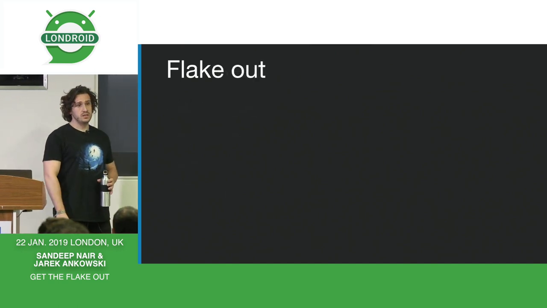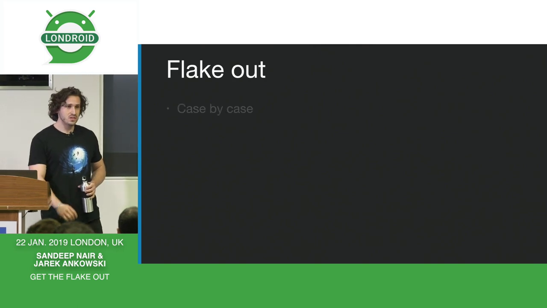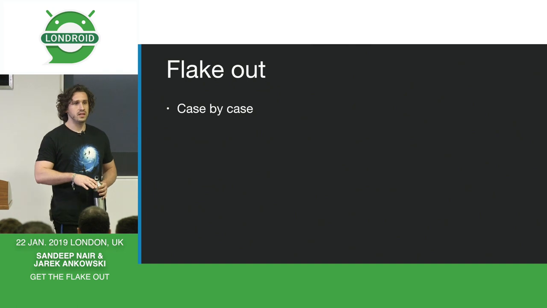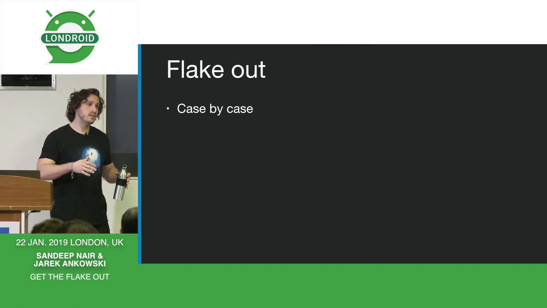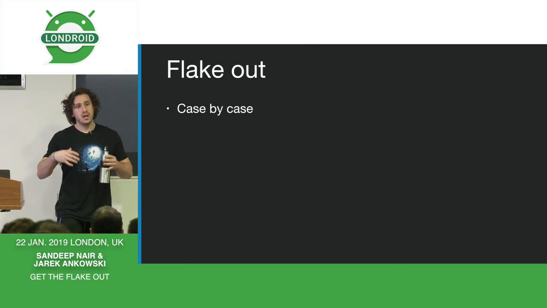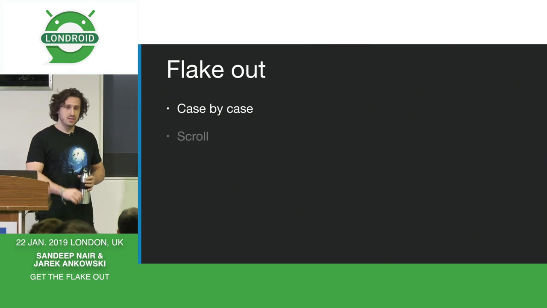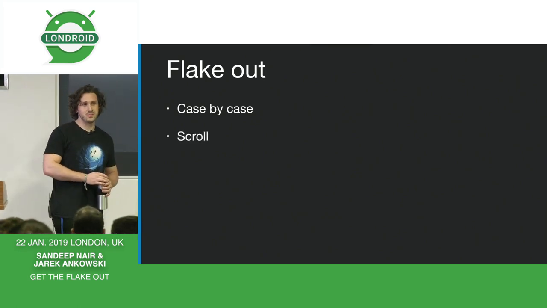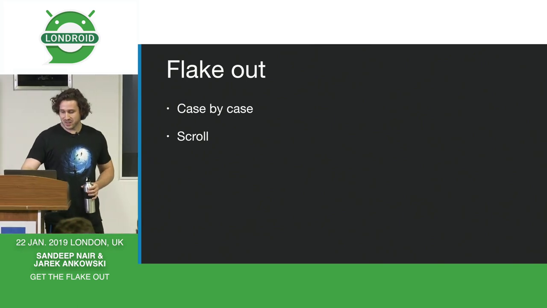Okay, so what can you do to remove the flakiness? Unfortunately, there's no silver bullet. You have to check every single test, usually case by case. You have to understand what's going on with the test, what's wrong, and then you can decide what to do with it. Sometimes, if you are extremely lucky, you can just add scrolling to the view, and it helps in many, many cases. And I'll show you what it's all about.